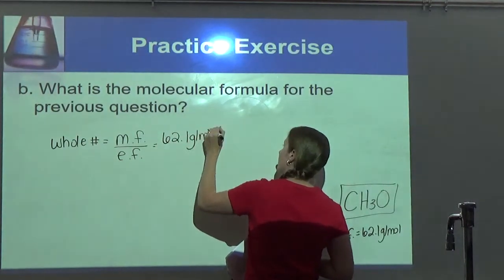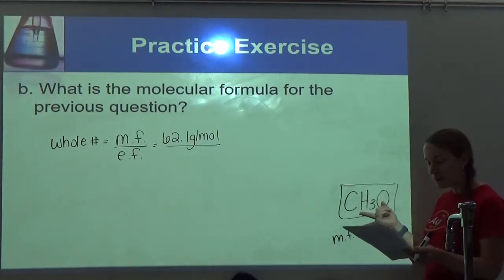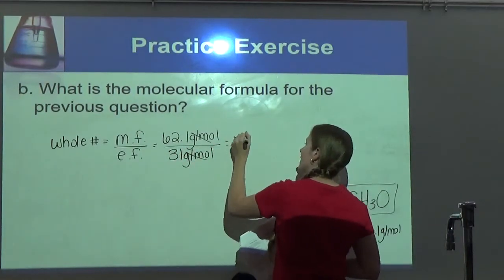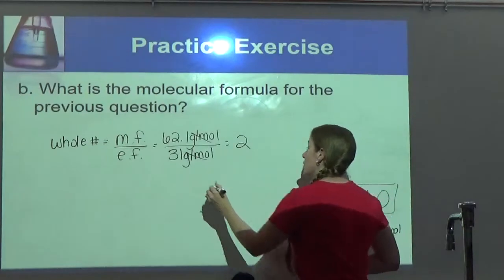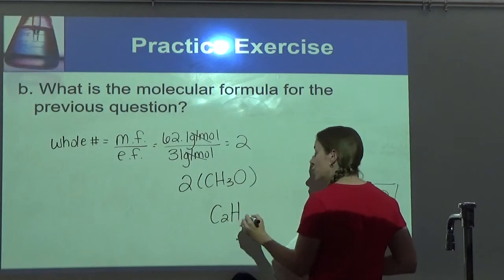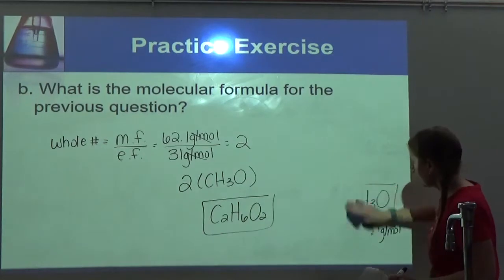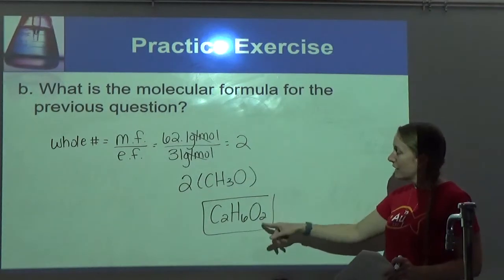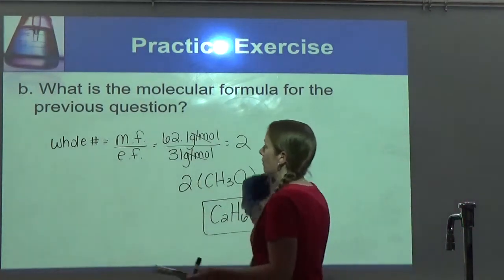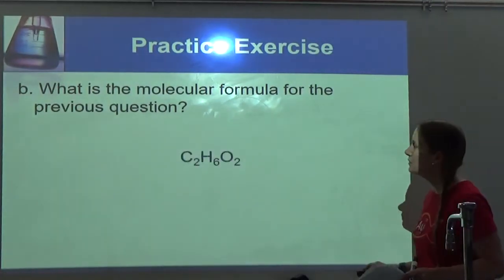62.1 grams per mole. So I can add up the mass of my empirical formula, CH3O, and I end up getting about 31 grams per mole. So once I divide, I'm going to get about a 2. So I just multiply my empirical formula by 2, and that's going to give me C2H6O2. Just like that. All right, so this is not the answer to this question, that's the previous one. So there is my molecular formula, and I can easily reduce that to CH3O, which is the empirical formula. All right, so let's move on.